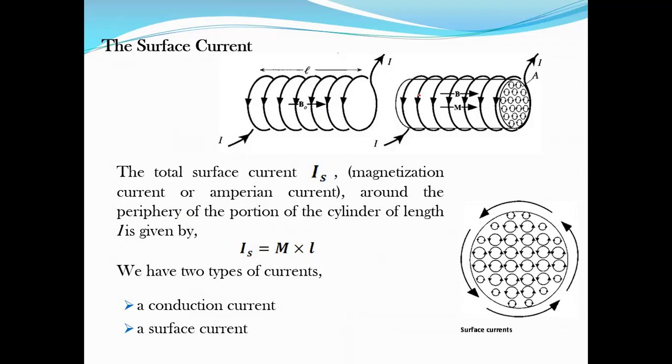And we have two types of currents. One is called the conduction current. The other one we can call the surface current, right? So now you can see the surface current. Here we have drawn the surface current, right? And capital I is called the conduction current.